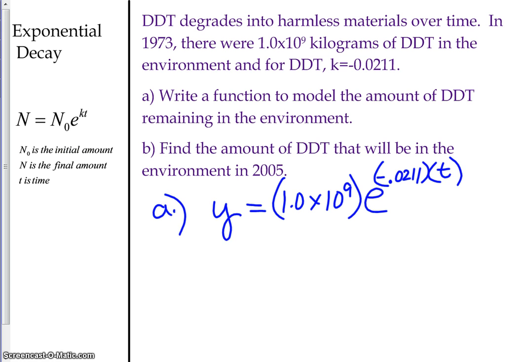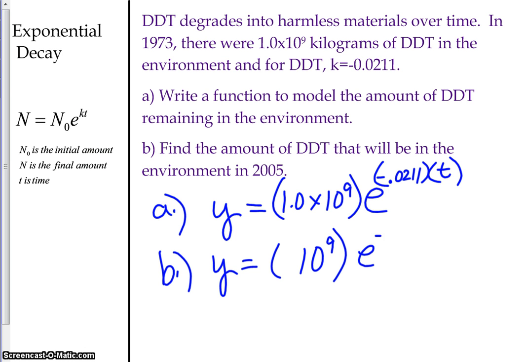So then they say, okay, use that formula. And here I'm going to write just 10 to the 9th, since 1 times 10 to the 9th is just 10 to the 9th. Then we're talking about 2005, so we have to go off to the side and ask, how many years is that? We take 2005 minus 1973, and I got 32 years here. So it's e to the negative 0.0211, multiplied by 32 years.